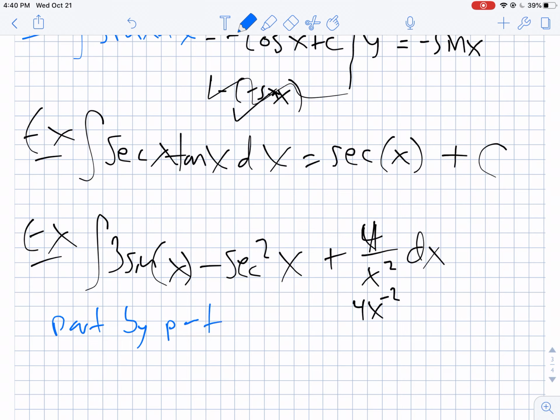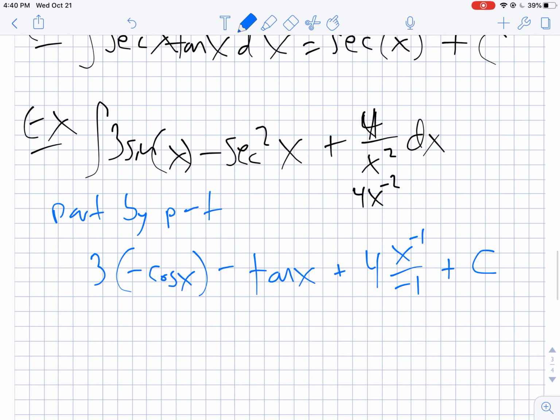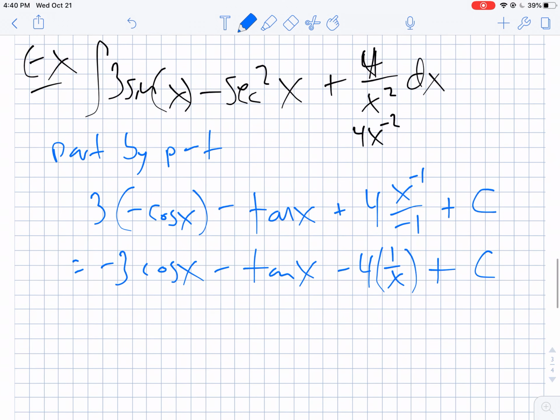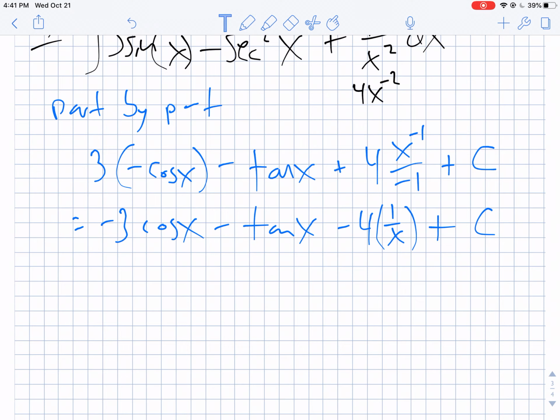So what function has a derivative of sine? Well, not cosine, because that'd be negative sine. So that'll be negative cosine. What function has a derivative of secant squared? Tangent. Okay, and then 4x to the negative 2, so that'll be plus 4, and then x to the negative 1 over negative 1. Okay, so now we can combine these. So that's negative 3 cosine x minus tangent x, and then minus 4 times 1 over x plus some constant, c. Okay. So that's just some of the trig and e and natural log, just some of the other useful antiderivatives that we're going to be using here.